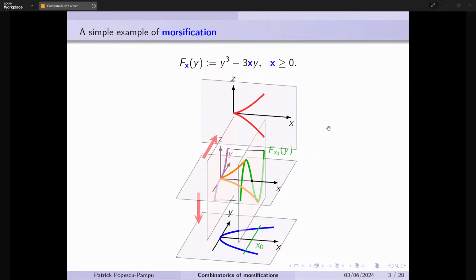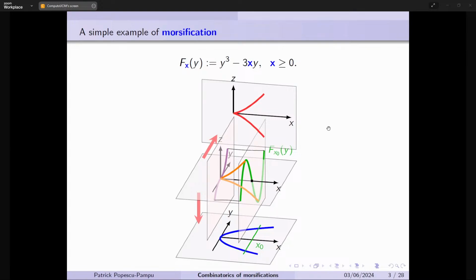Exactly. So what's the definition of a parabola? So here, you see here the map from the plane xy to the plane xz is given by x and y cubed minus 3xy.